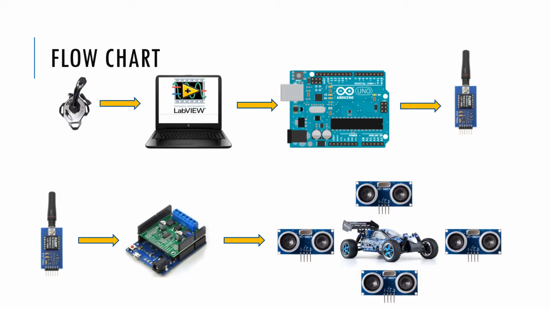This is Chris Thrower, and this is the flow chart. You can see that there's a joystick that communicates with the LabVIEW in the computer, and then it goes to an Arduino Uno and the transceiver, which sends communication to another transceiver on the bottom of the screen, where you've got an Arduino with a motor driver shield that communicates to the RC car with 4 ultrasonic sensors.